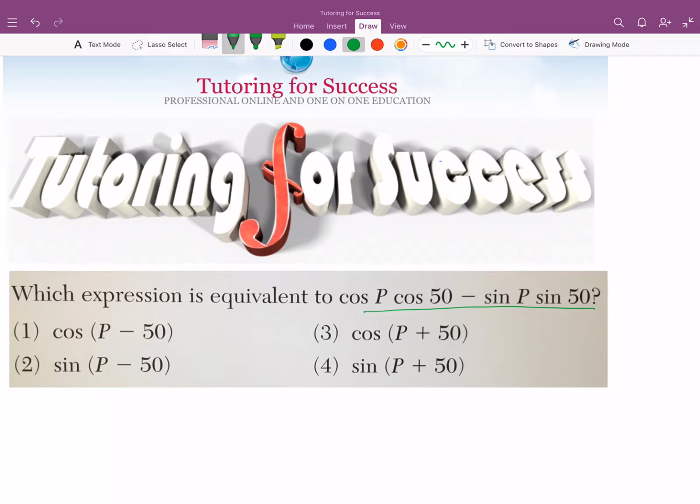This is the problem we have. We need to find which expression is equal to this: cosine p, cosine 50, sine p, sine 50. We have four different choices, and one of these choices is the right answer. But how do I go ahead and answer this problem?